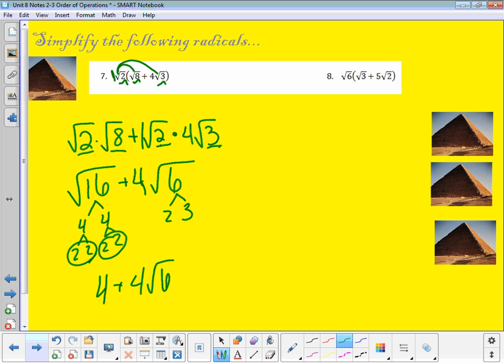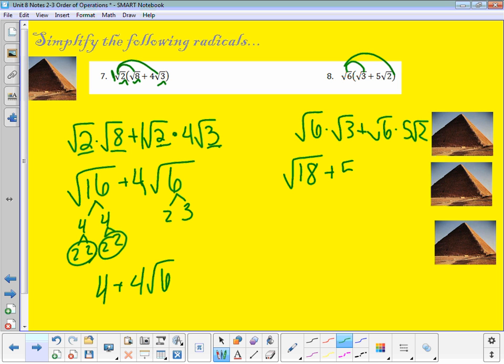Let's go ahead and take a look at number 8. So I'm going to distribute in this square root of 6. So square root of 6 times square root of 3 plus square root of 6 times 5 square root of 2. So we're going to multiply the outsides. 1 times 1 is 1. 6 times 3 gives me 18. Then that 5 is going to stay there, and then multiply underneath the radical.